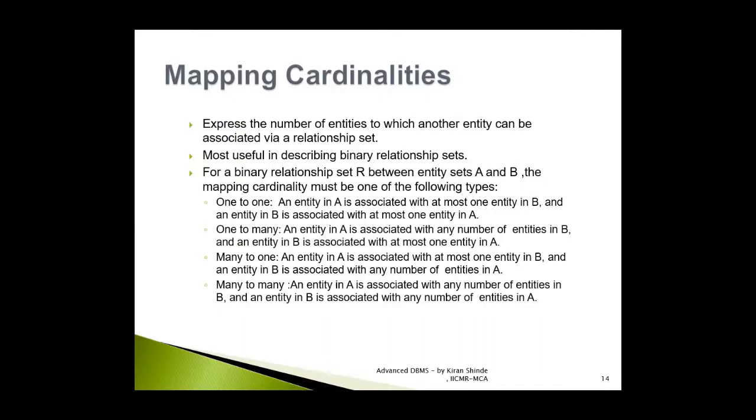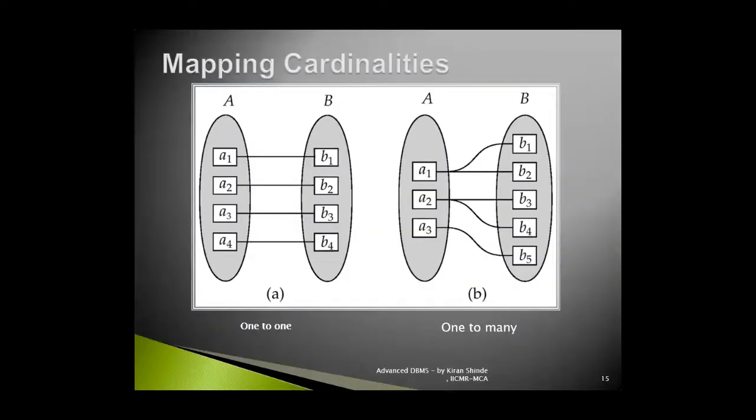Now, there are typically four types of mapping cardinalities: one-to-one, one-to-many, many-to-one, and many-to-many. In every type, we can understand how an entity in set A is associated with at most one or more entities in set B. Okay, we will understand this with an example. Now here you can see one-to-one. In entity set A, there are four different data items I have shown, and in B there are four data items. Since it is one-to-one, every data item in entity set A is associated with only one data item in entity set B, and that is why it is one-to-one.